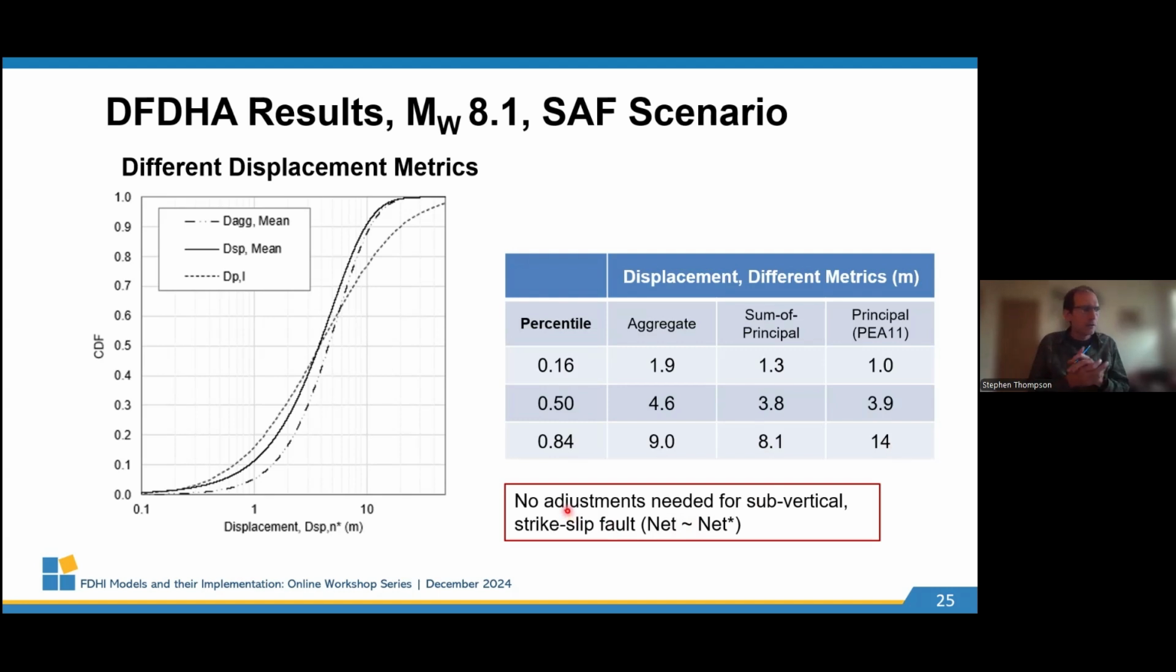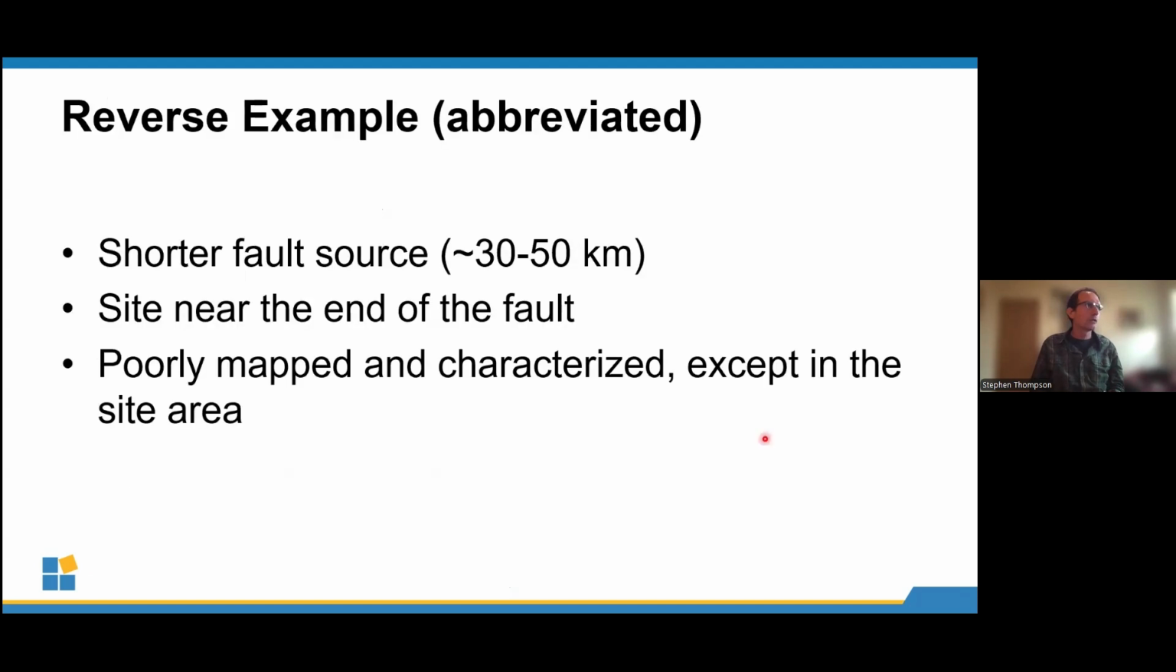Last thing I'll mention before moving through the next set of results really quickly, we've talked about adjustments that are needed because our net slip displacement is less. It does not include the fault normal or the dip element, we think, to a large degree. In the case with strike slip faults where they're expected to be subvertical, net displacement is assumed to be roughly equivalent to the net slip displacement. So these would be values we would encourage people to consider in a project.